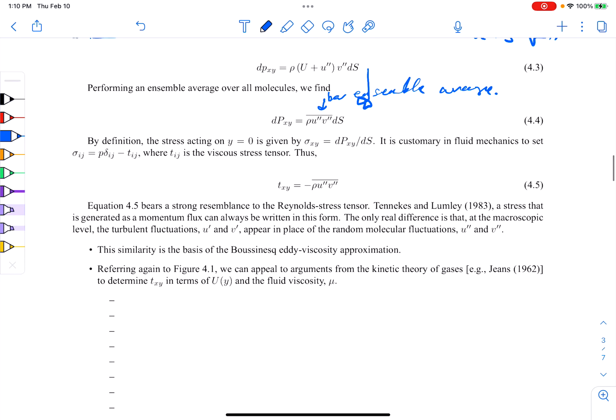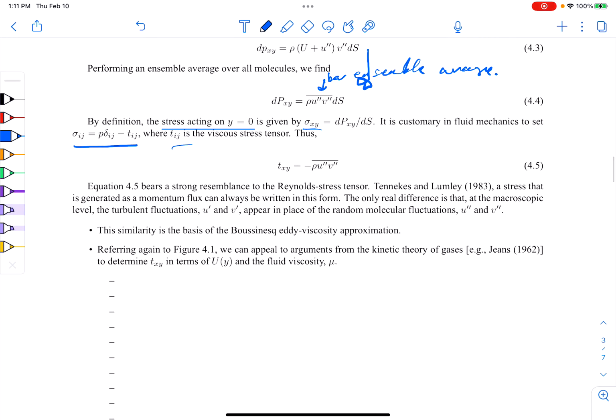And then we note that the stress acting on the y equals 0 plane will be written as the stress sigma xy, which is the momentum flux dp_x/dy ds across that surface, whose normal is orthogonal to y equals 0. And here's the common definition in the Navier-Stokes equations for that stress, where Tij is the viscous stress tensor. And so we can write this term as that viscous stress tensor, with xy the Reynolds stress.